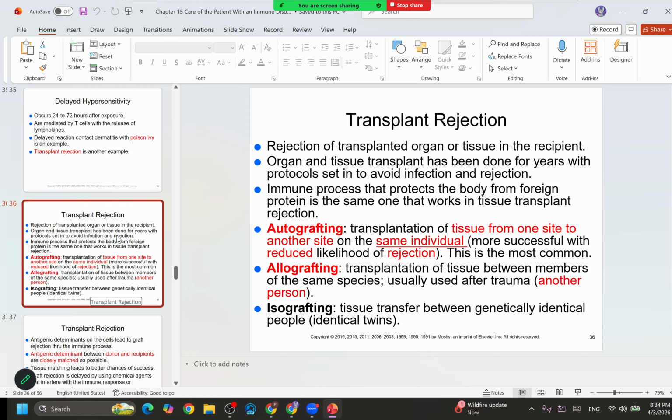Okay, so autografting means the patient needs grafting. They take another tissue from their own body and transplant it to another part of the body. For example, if a patient has a severe burn on the body, that part is lacking skin. So we can take skin from another part, maybe from your leg or from your side, and graft it to cover the burned part.